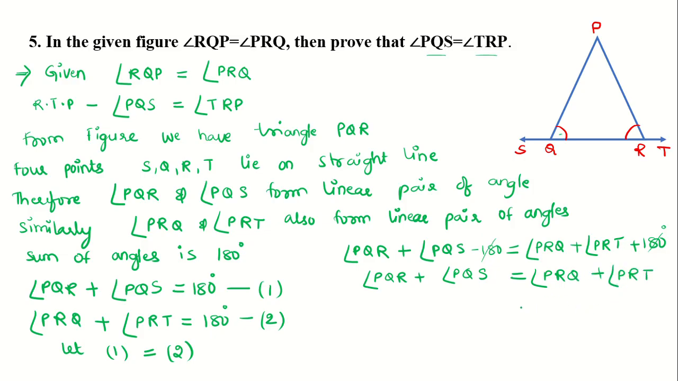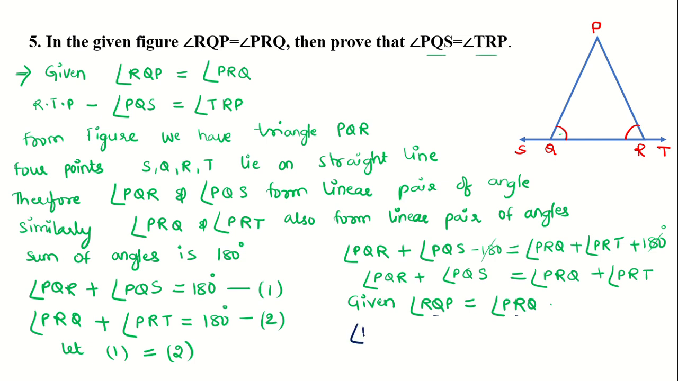Now look at the question. In the question, it is given that angle RQP is equal to angle PRQ. Here you can find it out, right? Now substitute angle RQP equals angle PRQ in this equation.